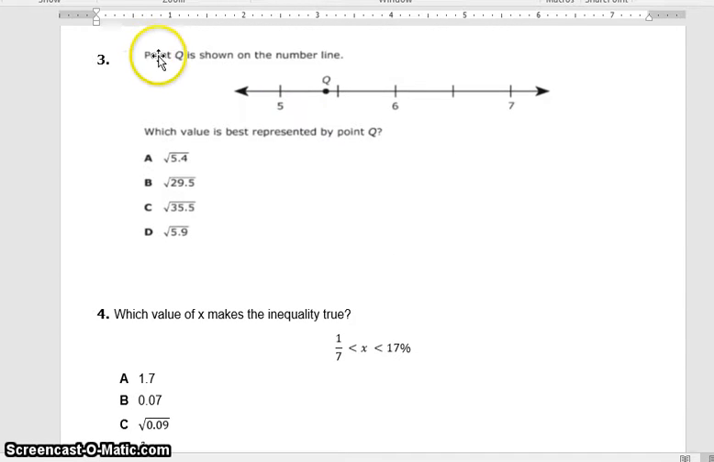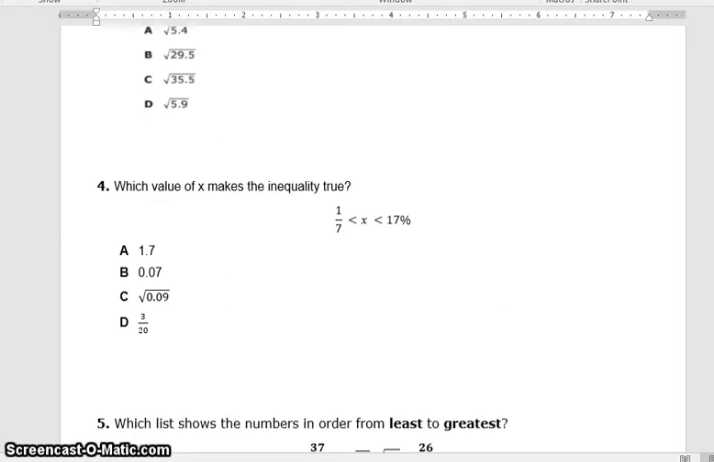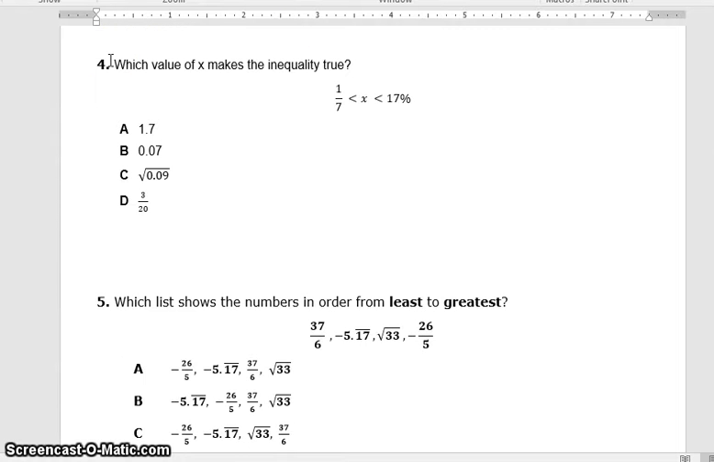Number 3. Point Q is shown on the number line. Which value is best represented by point Q? Which of these is point Q? Number 4. Which value of x makes the inequality true? 1/7 is less than x is less than 17%. Which of these plugged into x makes it true?